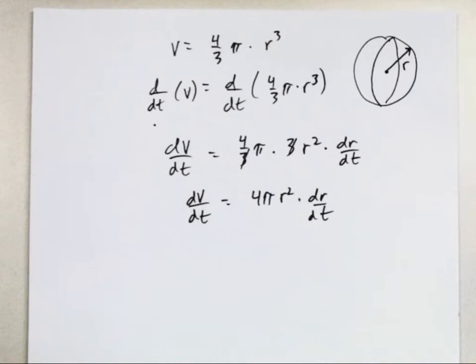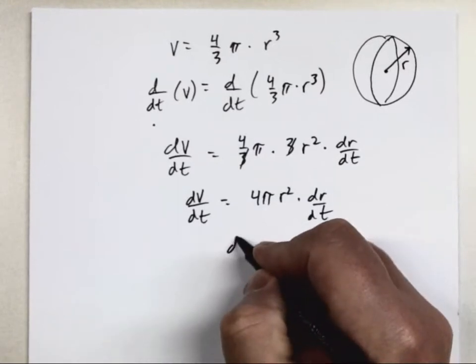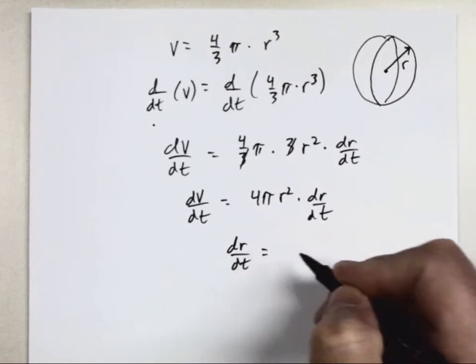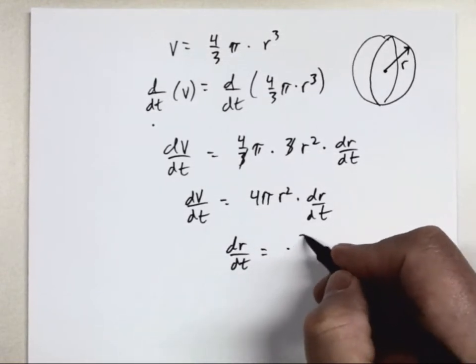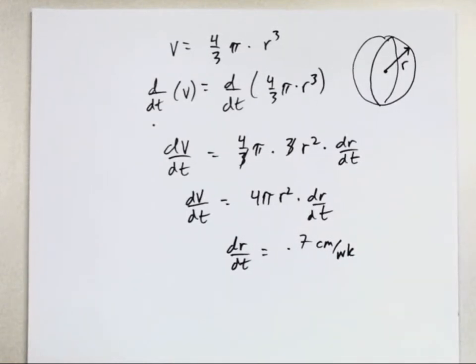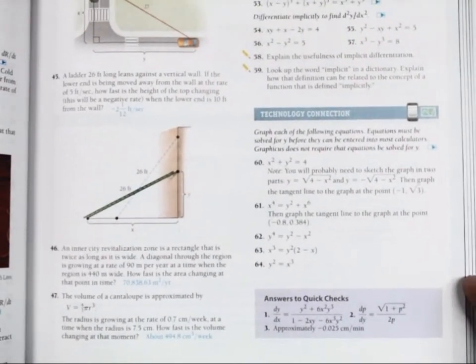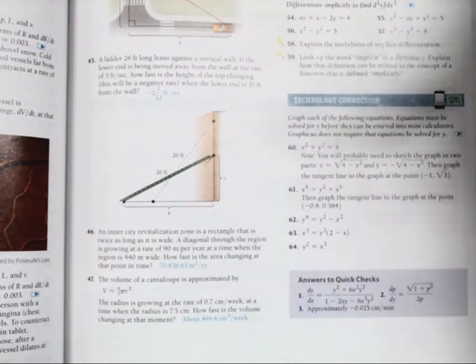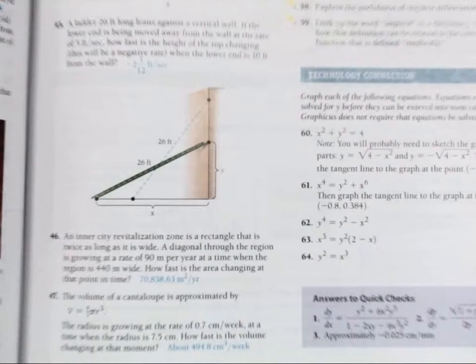Now I go back and say, what did they give me? They told me the radius is growing at the rate of 0.7 centimeters per week. That's dr/dt. Just to be very clear, let me put this up here. This is number... Oh boy. Sorry. These machines lose their minds.